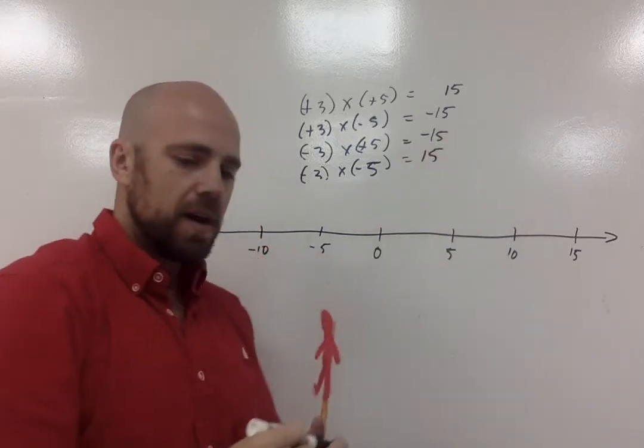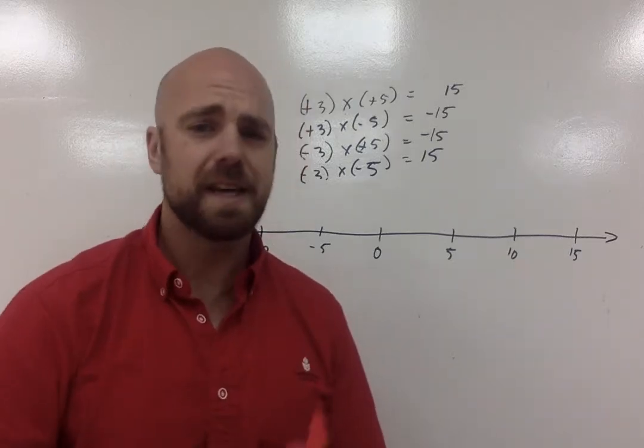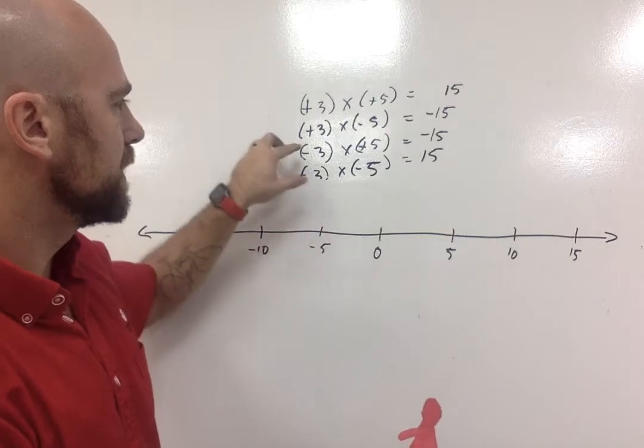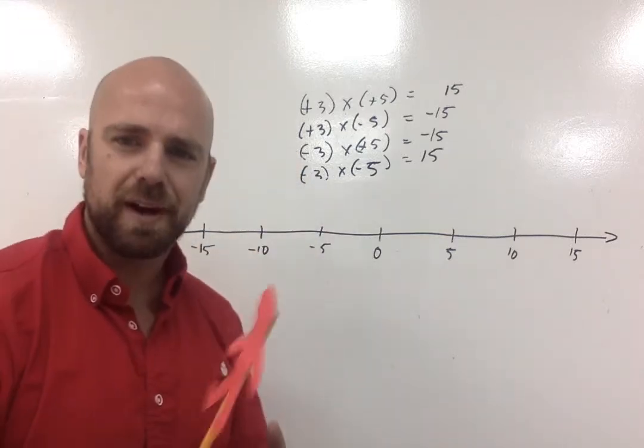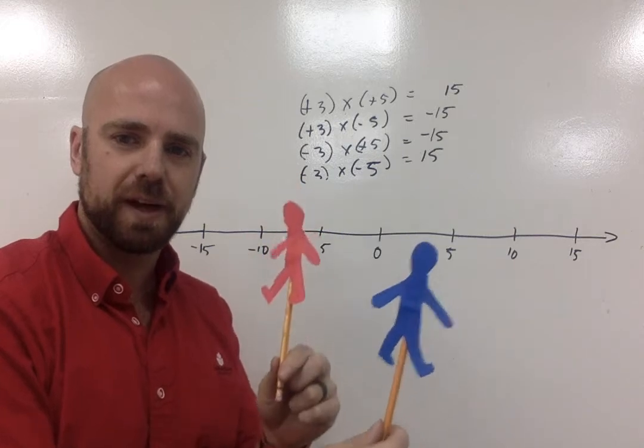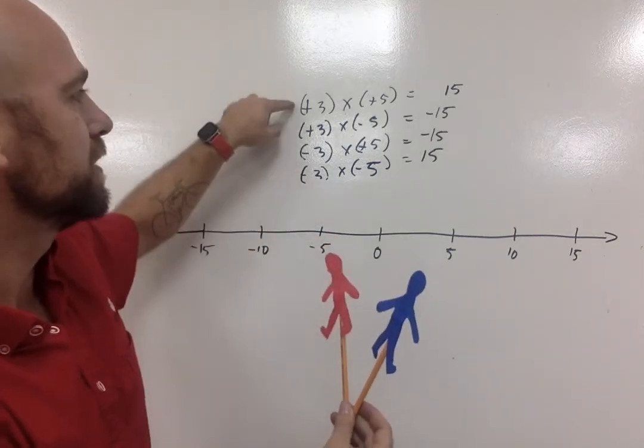So we're not going to get into rules yet. That's going to be the next lesson. But just as a refresher, the direction that they're facing, whether we're using our red guy or our blue guy, is determined by the first integer.